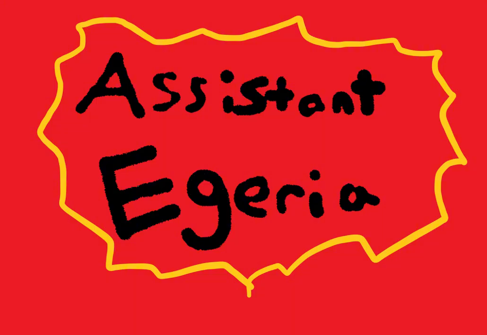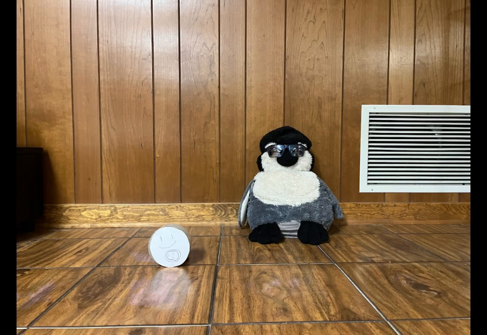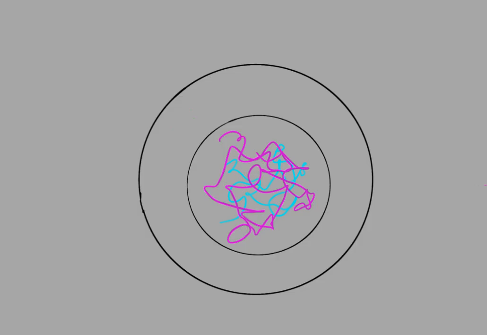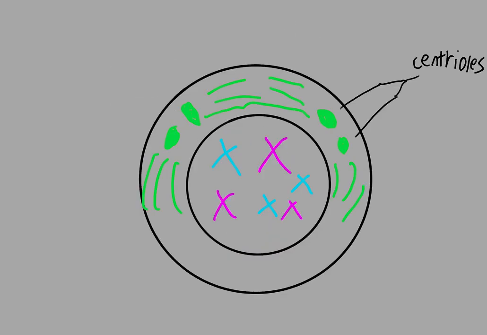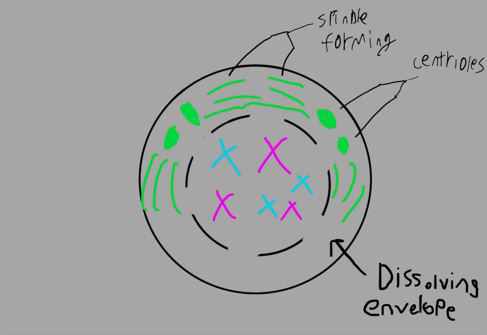Good day to you, class. My name is Miss Agelia, and I will be your mentor for this subphase. We will be going over the prophase. The prophase is the phase where the cell begins to dissolve its nuclear envelope, and chromatin condenses in the chromosomes. The centrioles will also begin to separate, and the spindles will start forming.